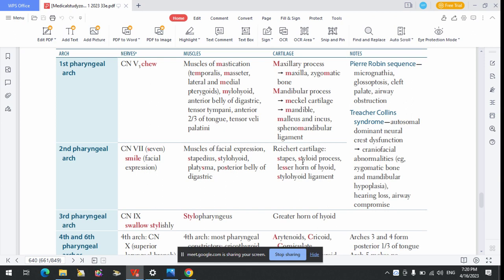So what are the P's? Posterior belly of the digastric and the platysma. So once you can remember any one of them, you can always know which one will follow.